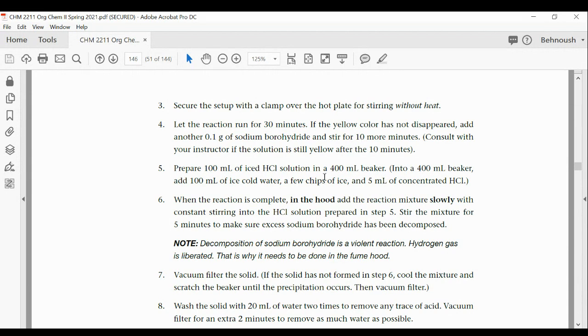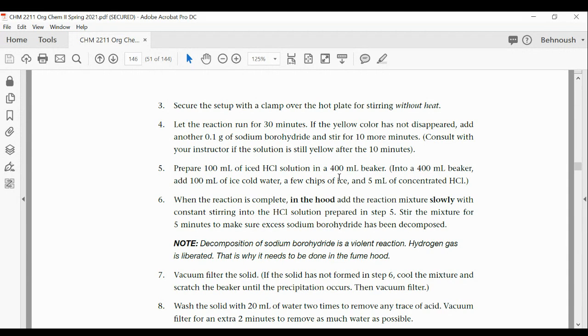We want to remove the excess compound, just like in experiment 12. To remove permanganate, you used sodium bisulfite, because permanganate was the excess compound. Here, sodium borohydride is the excess compound, and you want to remove it. You are destroying it by using HCl, to remove the excess sodium borohydride.